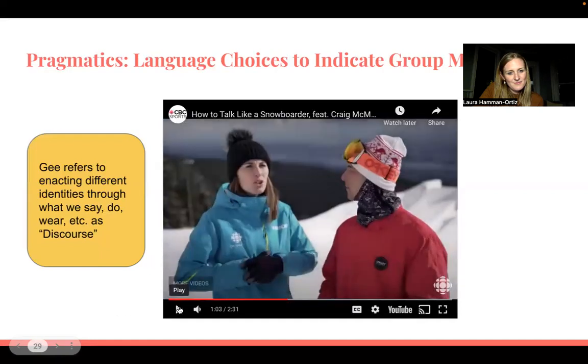That's a yard sale. All right, so I'm going to stop it there. You get the idea, I hope, which is that there are different affinity groups, or different groups that use different language. And so part of pragmatics is understanding which language choices are used to indicate membership in these different groups or to index a certain identity.